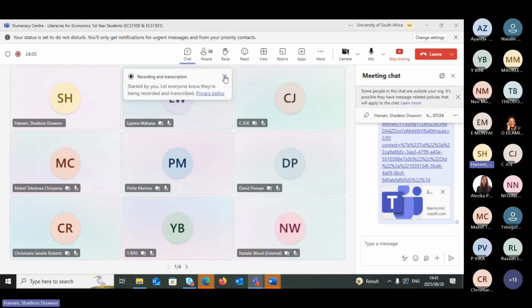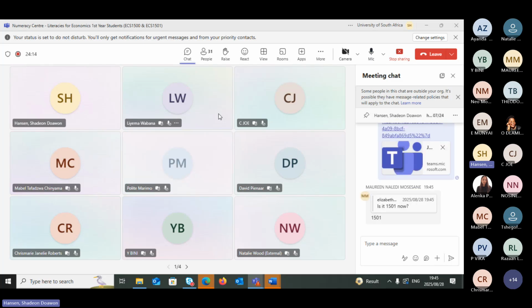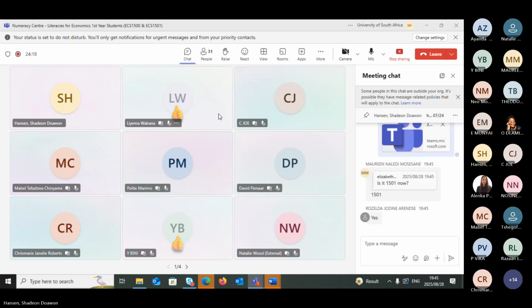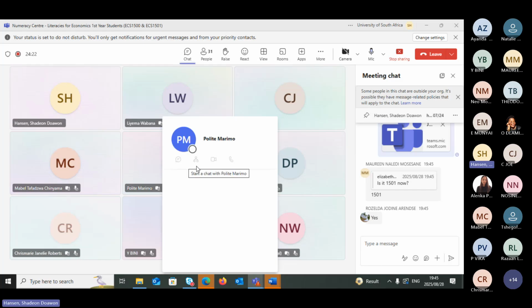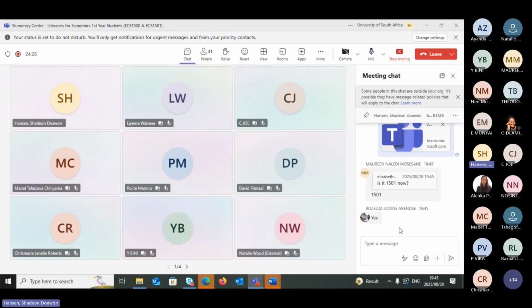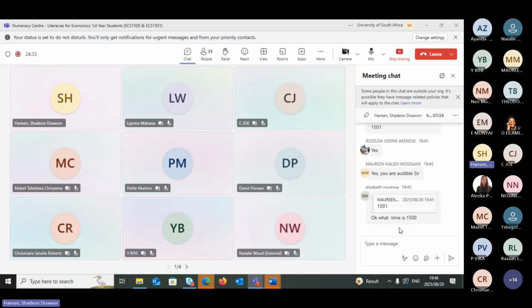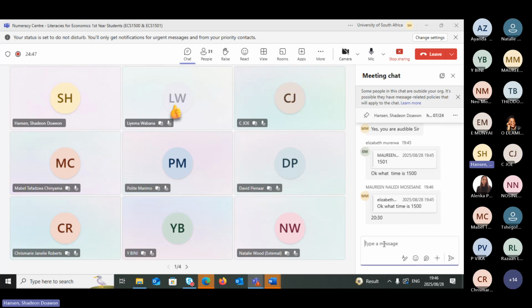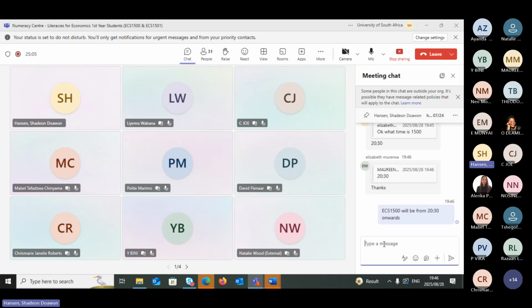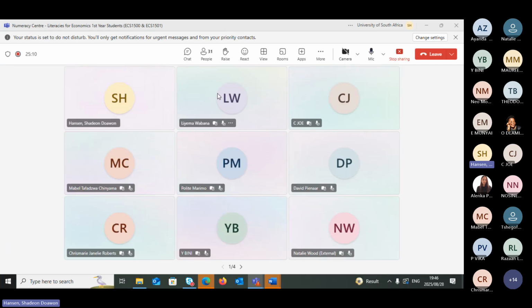Students, can you all see my screen? If you can see your name and my indicator, you can see my screen. Is my voice also clear enough? Perfect. Like I said, to avoid any confusion, from now up until 8:30, it is ECS 1501. ECS 1500 we will have from 8:30 onwards. So you can all see my screen and hear my voice.